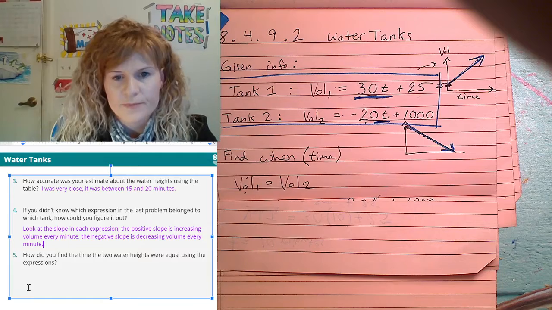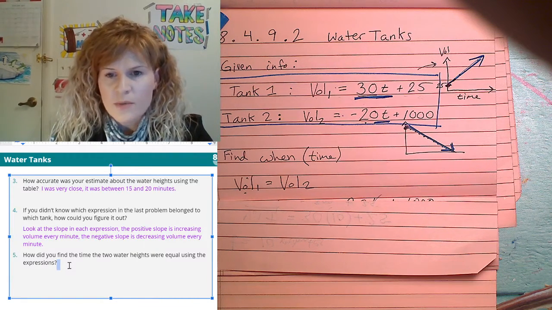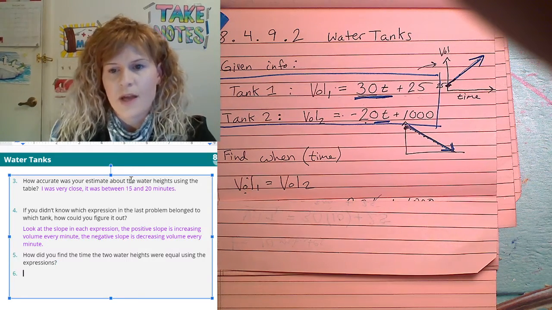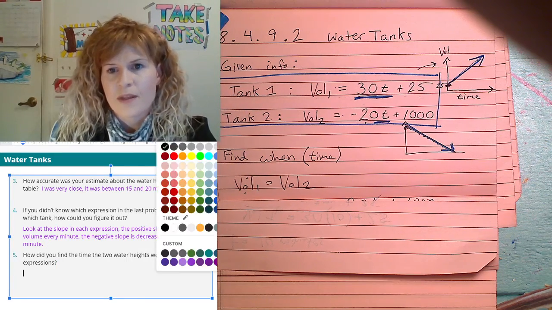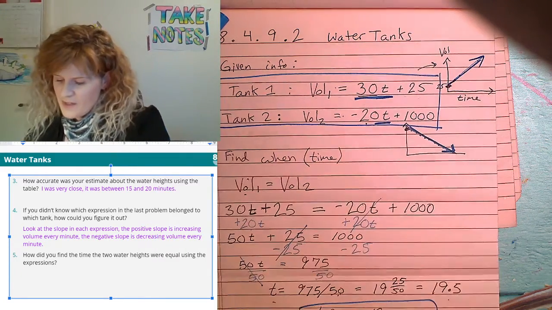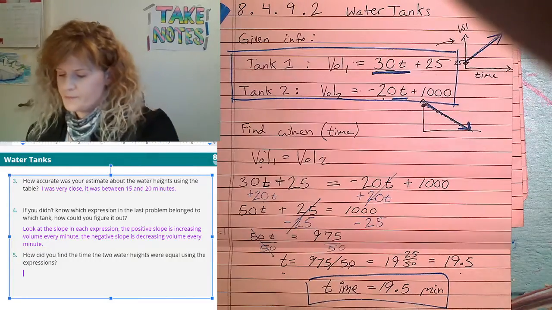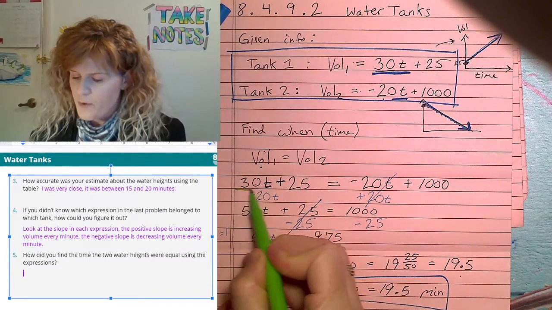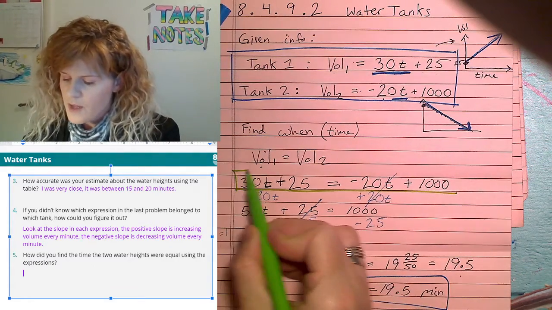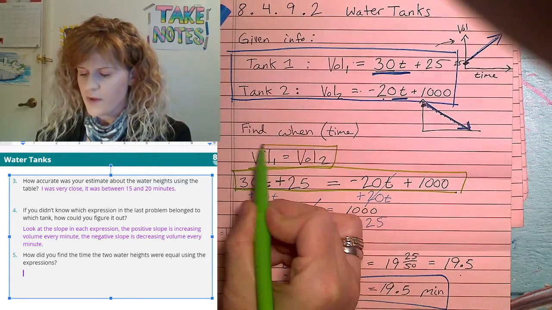Number 5. How did you find the time the 2 water heights were equal using the expressions? So how did you do that? How did we do that? Do you remember what we did? I'll highlight it on my paper to help you remember. We set both expressions equal to each other, because that would be when volume 1 equals volume 2.